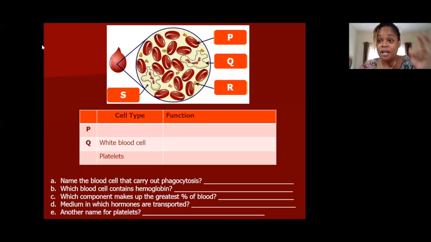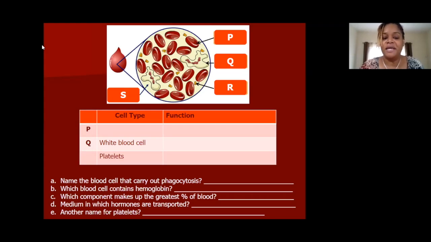So the medium in which hormones are transported. Which part of blood will you find hormones being transported? The medium basically is what it's in. So where would you find hormones? Which one of the structures or components? Very good, Darnell. Plasma. Plasma is the medium that you will find the hormones are in. So the liquid part of blood is actually the part of blood that's transporting the hormones around the body.